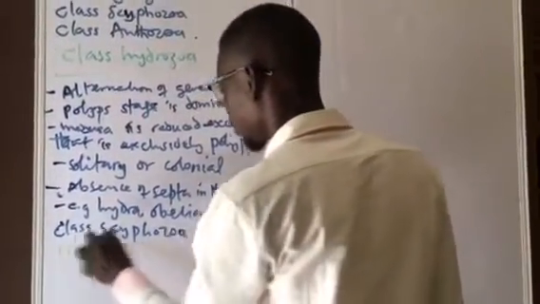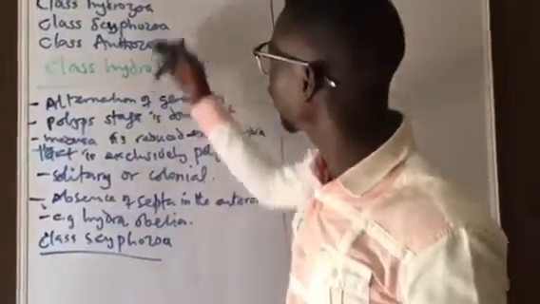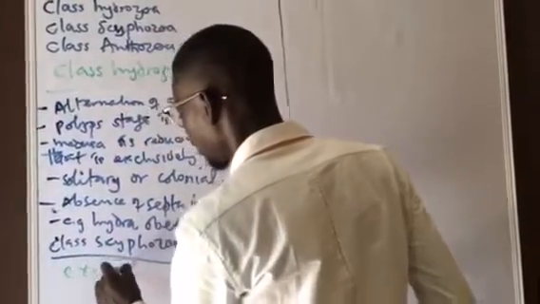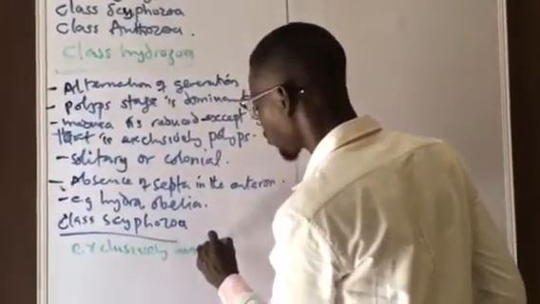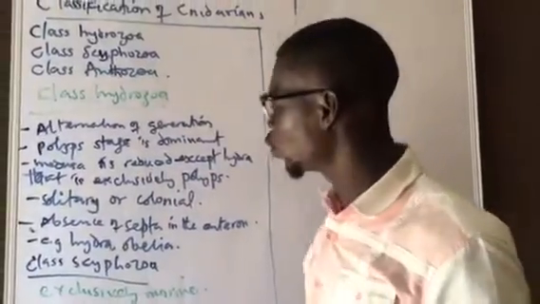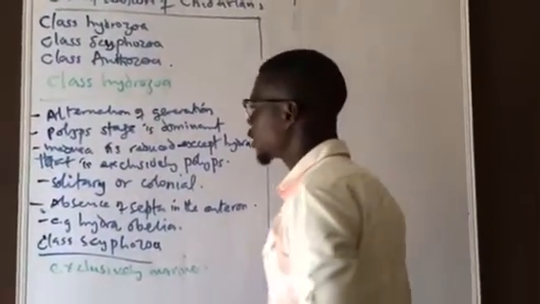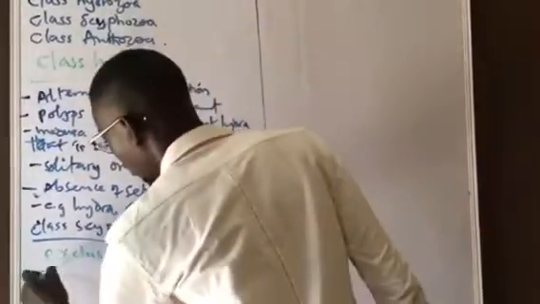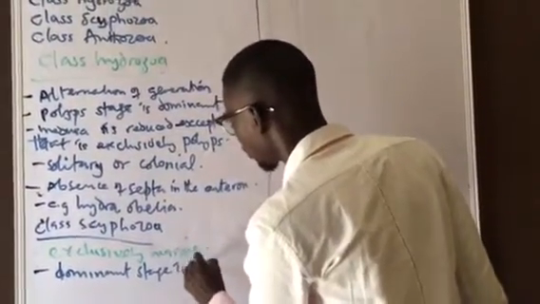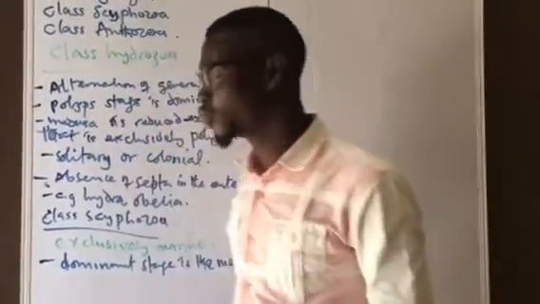The Scyphozoa are another group of Cnidarians that are exclusively marine. They are found only in the marine environment. Their dominant stage is the medusa stage. The medusa is a complex structure that dominates the life cycle.